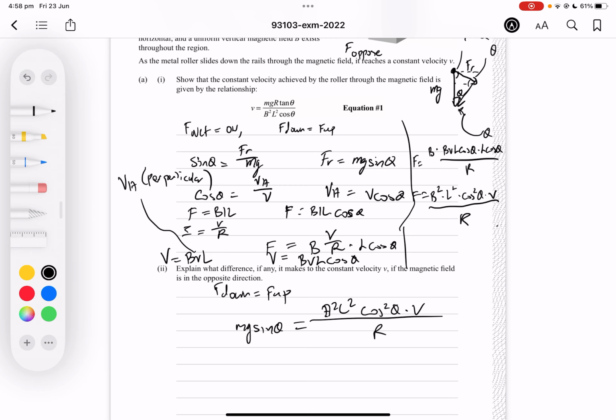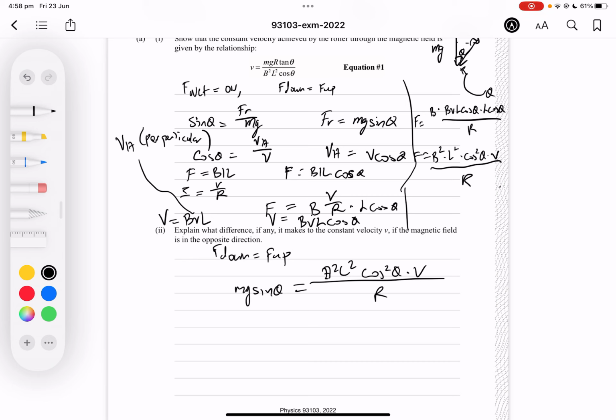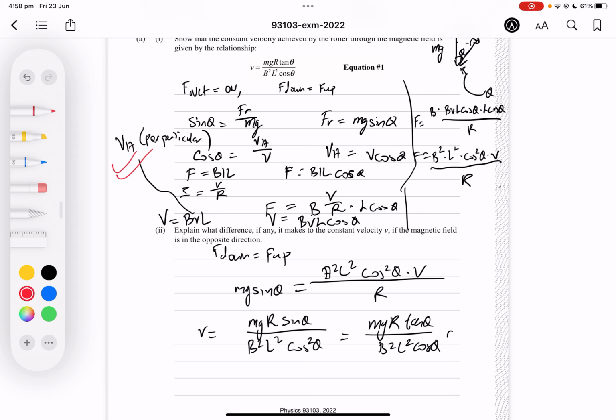Okay, so therefore we're just going to move everything to the left hand side here. So V equals mgR times sine theta divided by B squared L squared cos squared theta. And sine theta over cos theta is tan theta. So this is mgR tan theta over B squared L squared cosine theta. And that is as required. Okay, so that would be our answer here, and you'll get 2 red ticks if you can get that answer there.